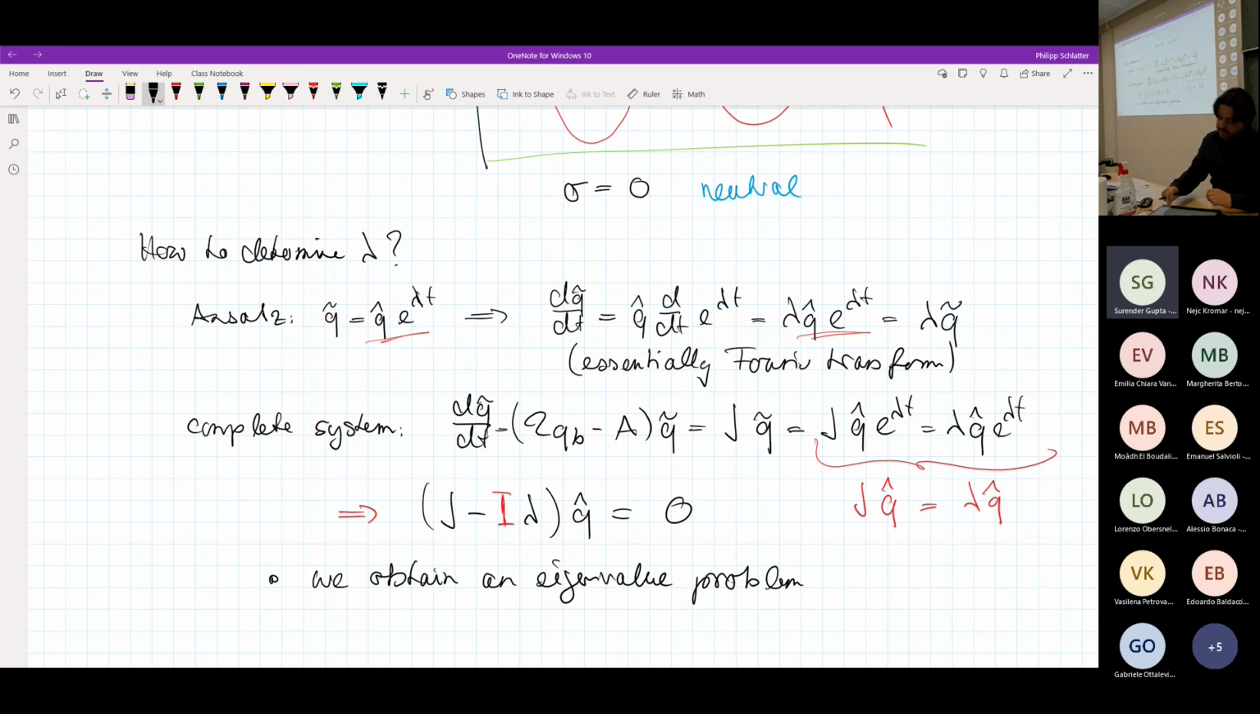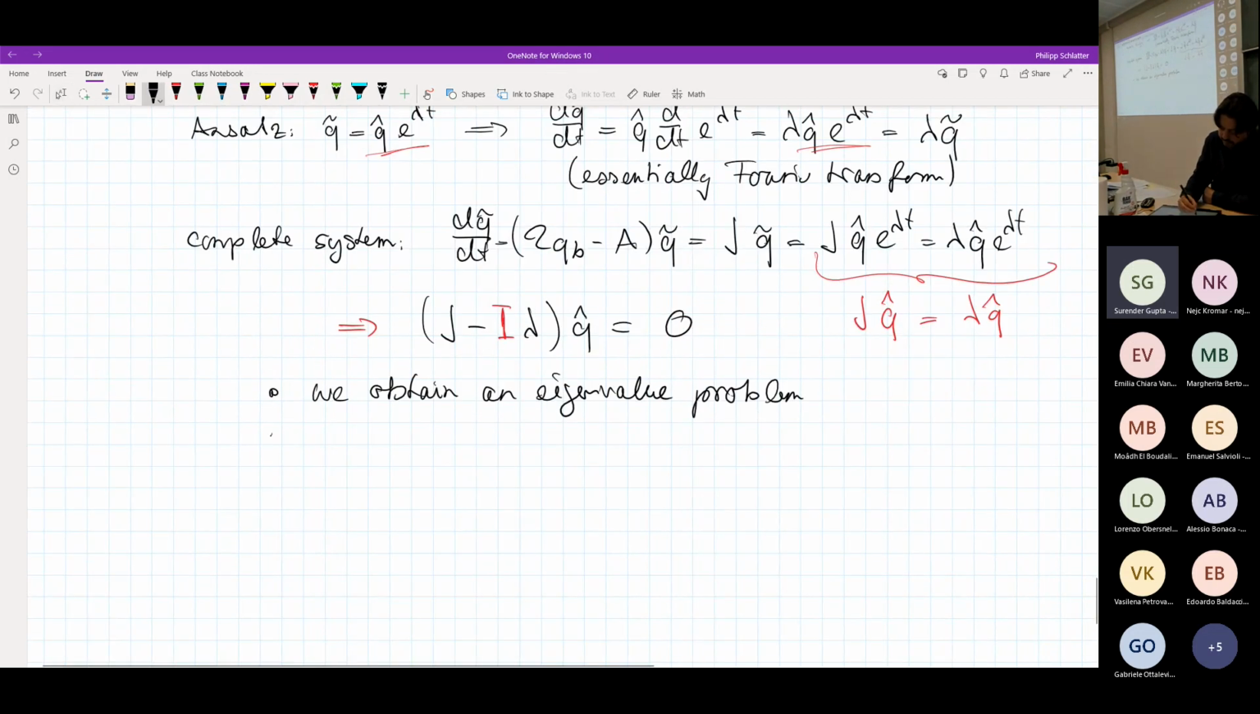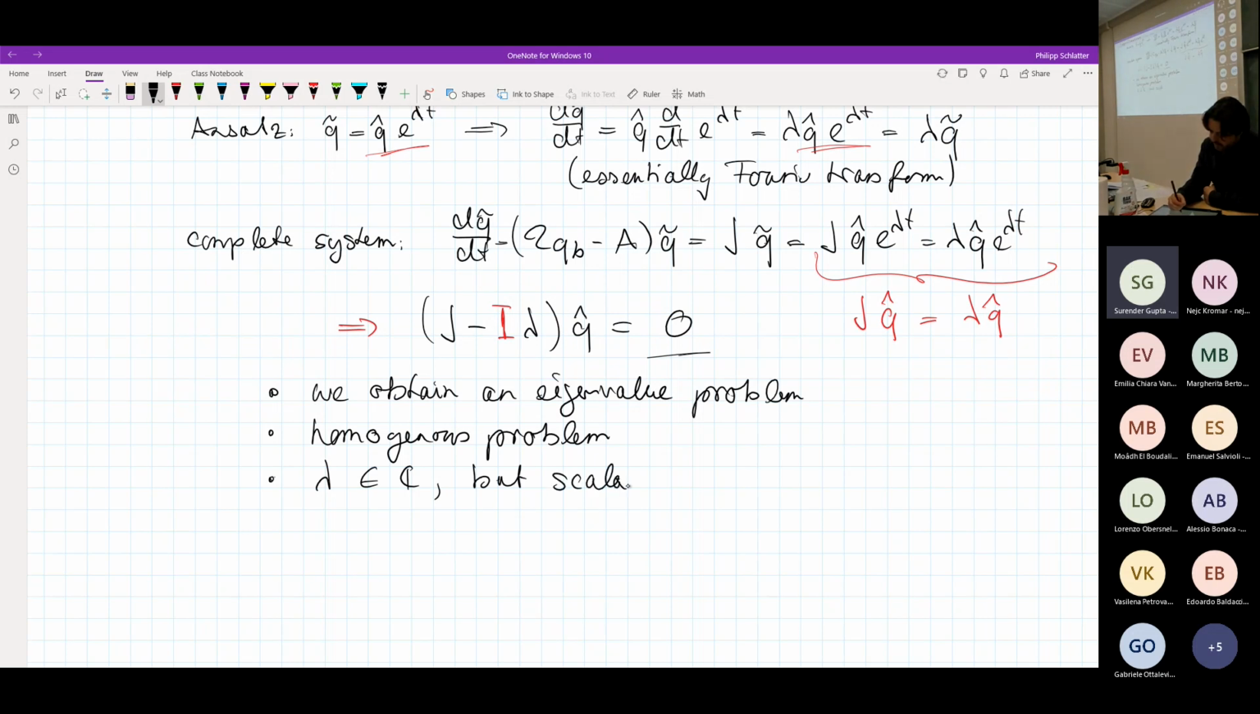What we can also realize from here is that it is a homogeneous problem. Homogeneous means that there's a zero on one side. So it's not a forced problem where we have some external input. Lambda in this case would be a complex number, of course, but it is a scalar. It's complex, but scalar.